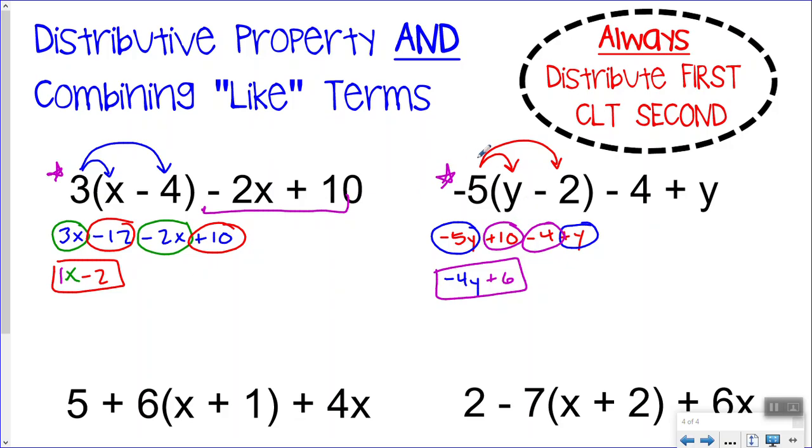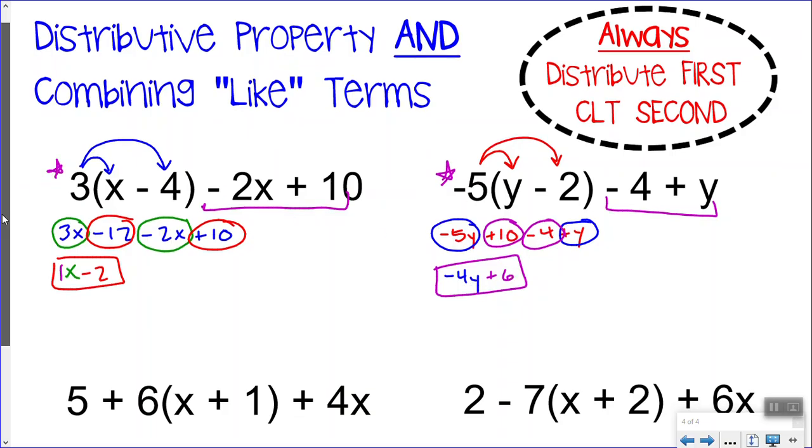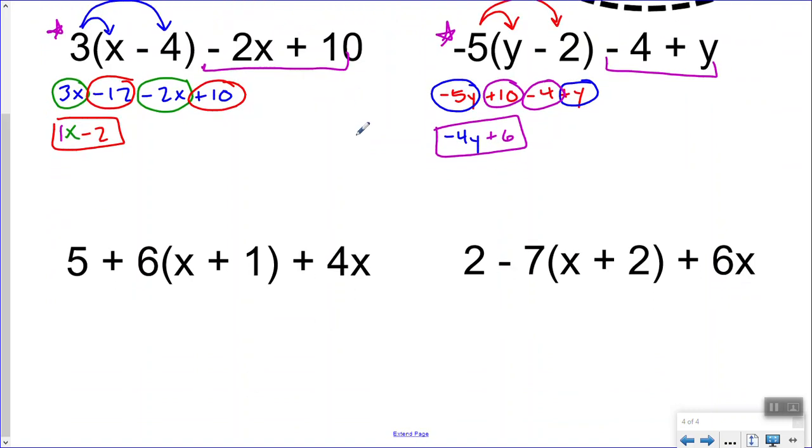For the second example, we distribute negative 5, so we end up with negative 5y. Negative 5 times negative 2 is positive 10. Bring down the minus 4 plus y. Then we combine. Negative 5y plus y is negative 4y. 10 minus 4 is 6. Go ahead and pause the video and try the last two examples on your own.